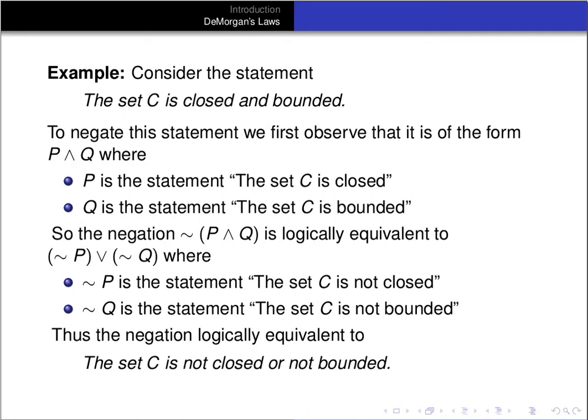So here not P is the statement the set C is not closed, and not Q is the statement the set C is not bounded. So the negation of the statement the set C is closed and bounded is logically equivalent to the set C is not closed or not bounded.